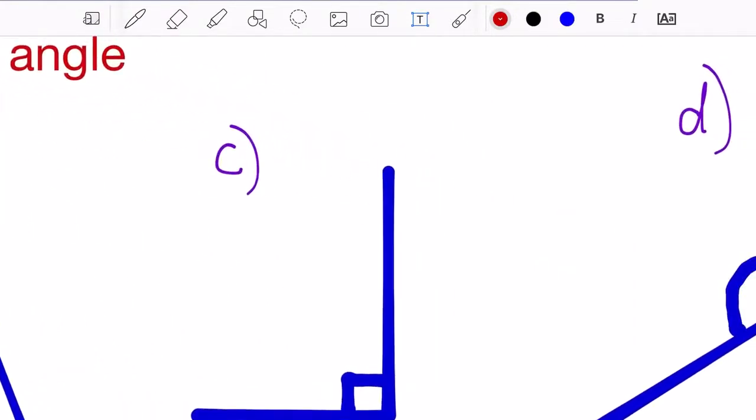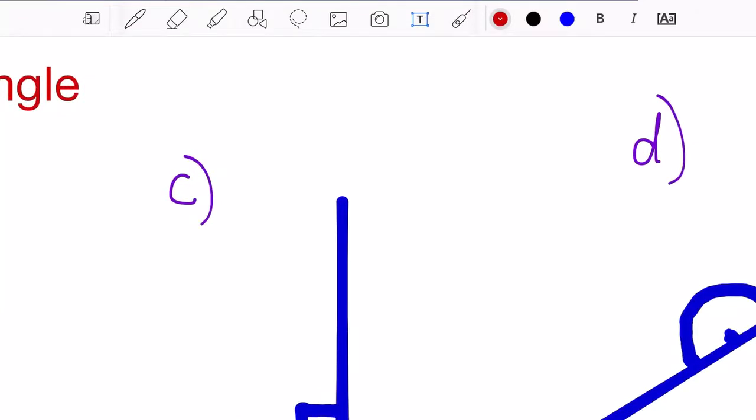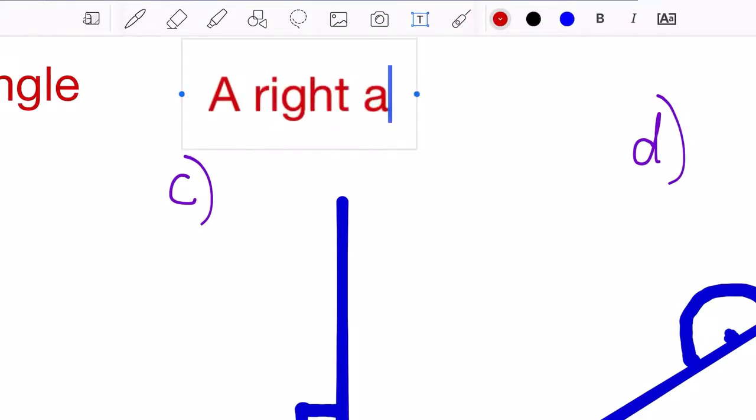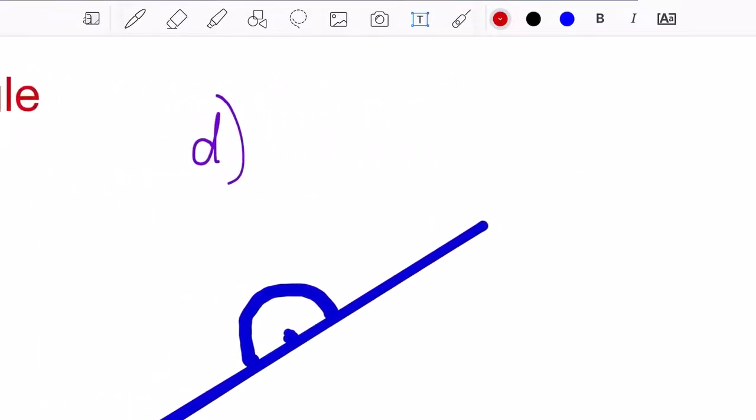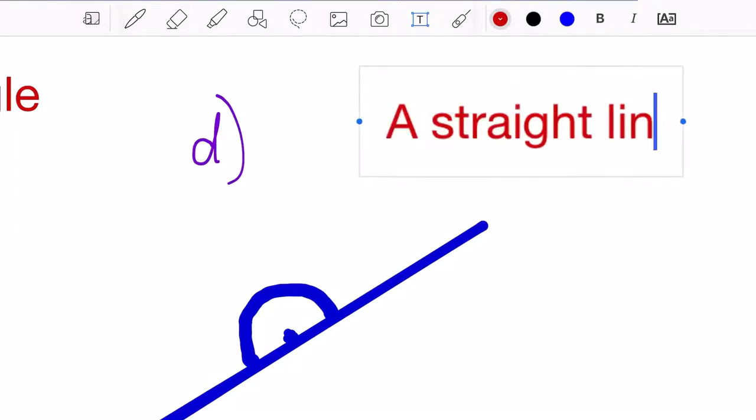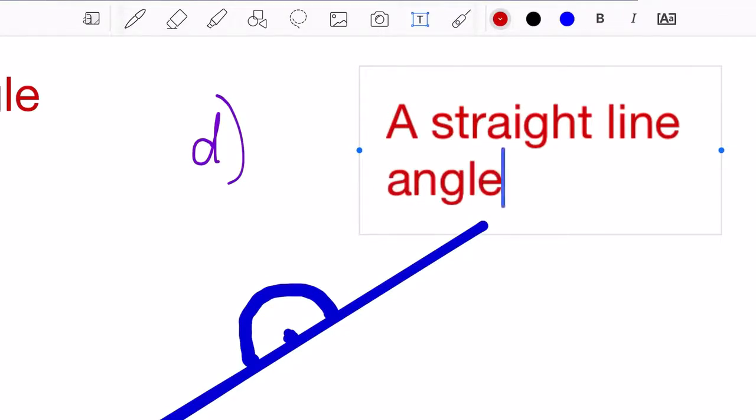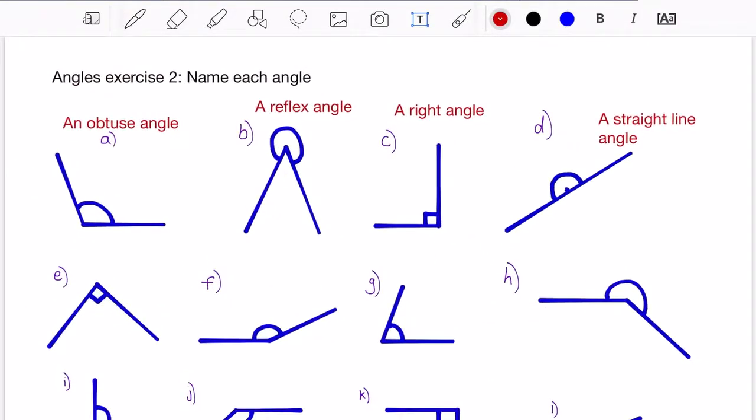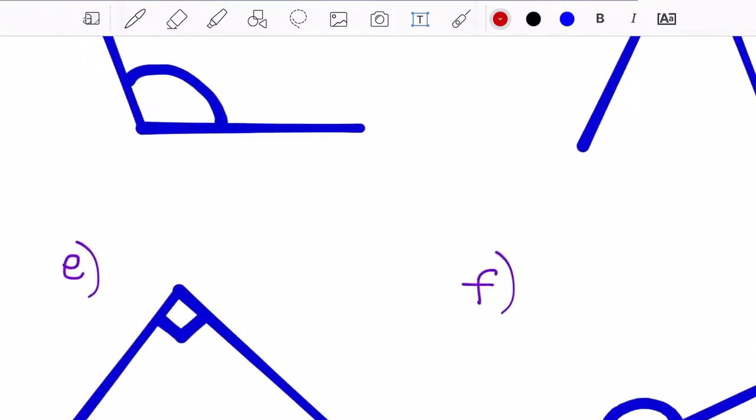Next we have an angle that is exactly 90 degrees. We call this a right angle. Part D. As we can see, this is a straight line angle. Part E. This is a right angle.